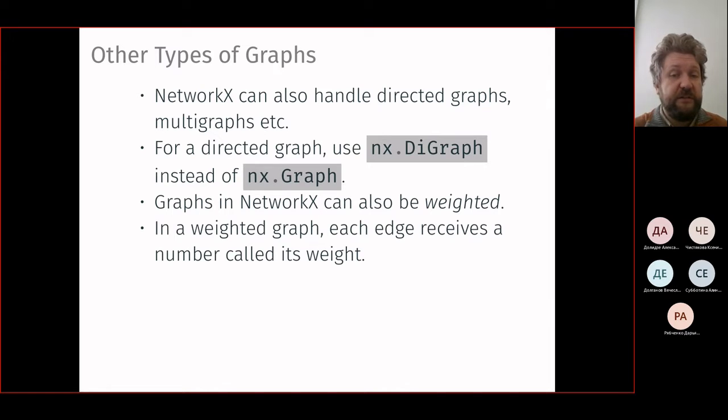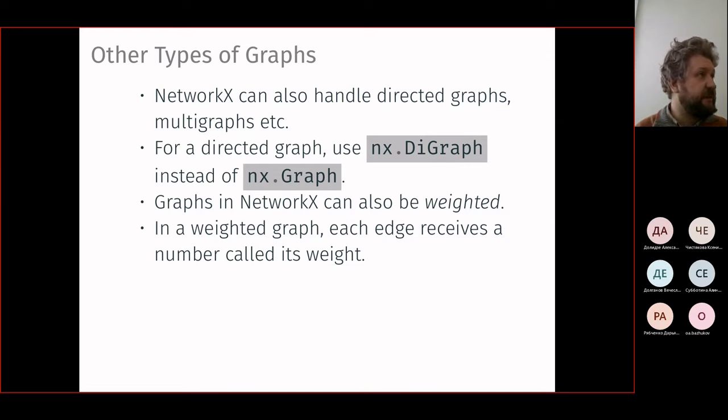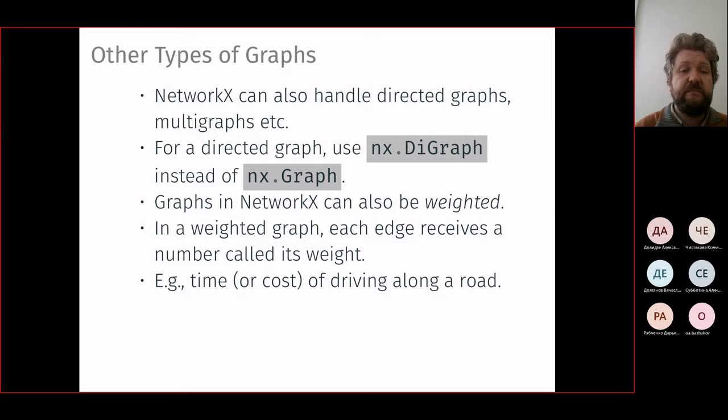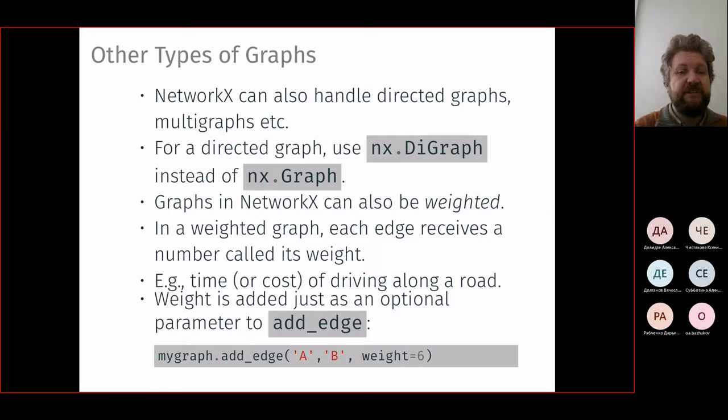They could also be weighted, which means that each edge receives a number which is called its weight. An example is, say, in a roadmap, you can have the capacity of traffic on a street or something like that. This is the weight. Or it could be time or cost of driving along the road, for example. The weight is just added as an optional parameter to this add edge, so you can do it like this.